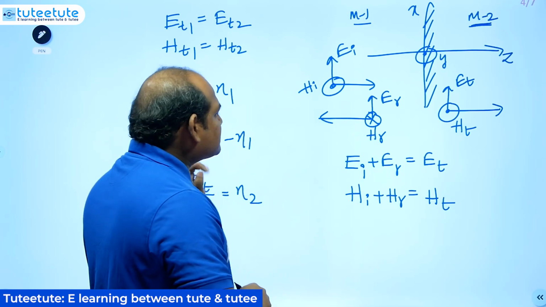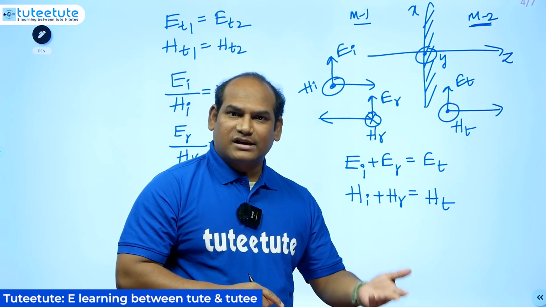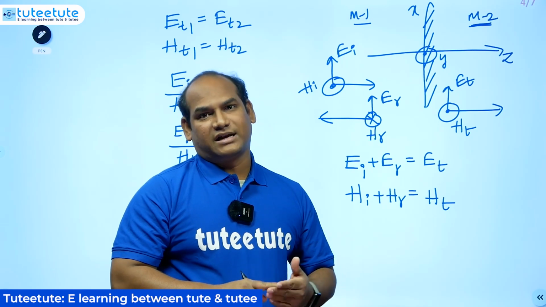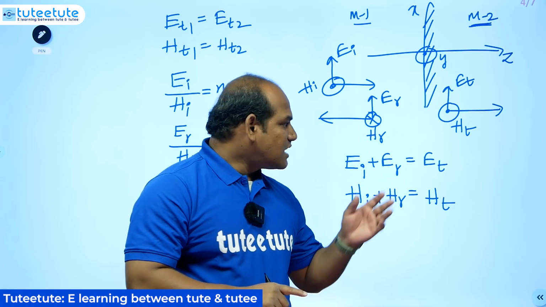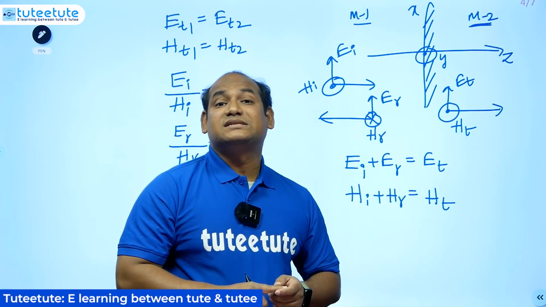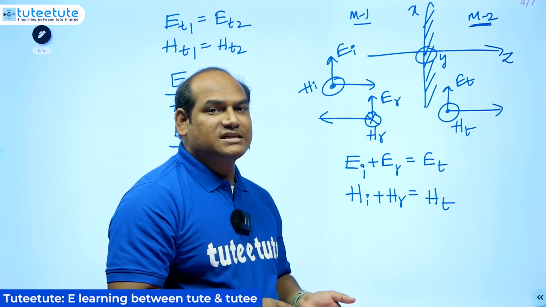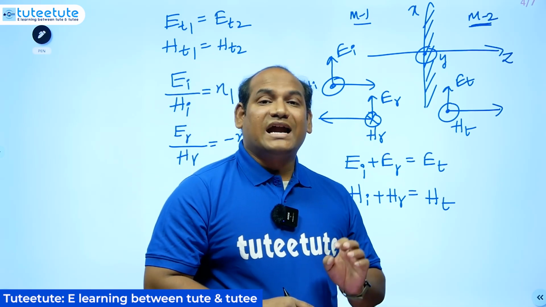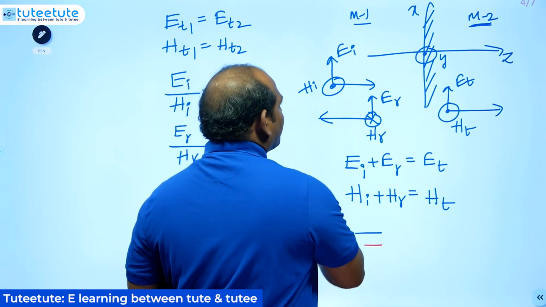Using all these things, now we are going to get the ratio of reflected electric field and incident electric field, and one more ratio also, the ratio of transmitted electric field and incident electric field. By having these ratios, what we can get is the transmission coefficient and reflection coefficient. Okay, so that is what we will see here.